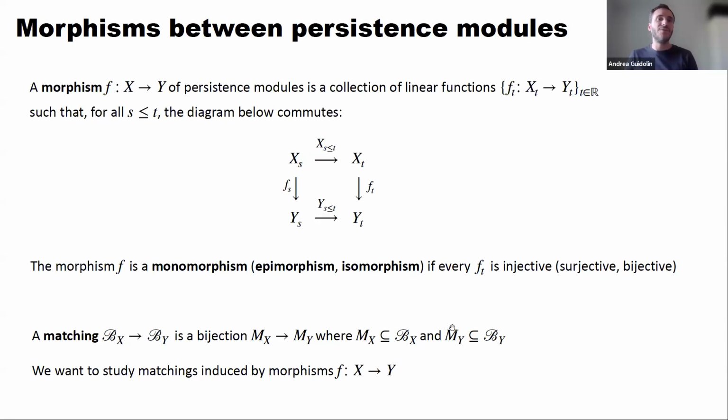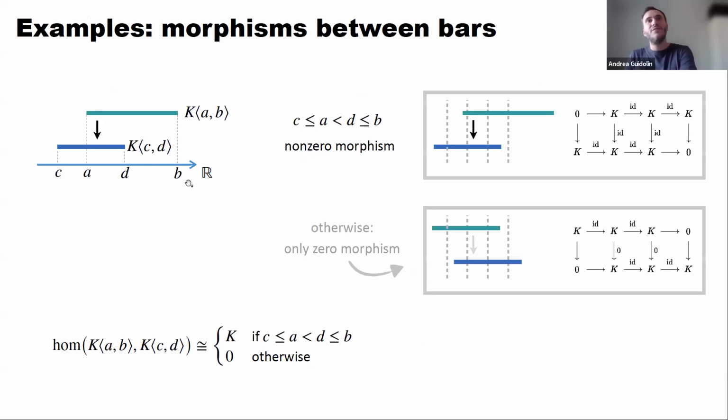And in this talk, we will study matchings that are induced by morphisms of persistence modules. So let's look at some examples. The easiest example of a morphism between persistence modules are morphisms between bars. Here in the picture, we have two bars, and we have a non-zero morphism between them, represented by this arrow.